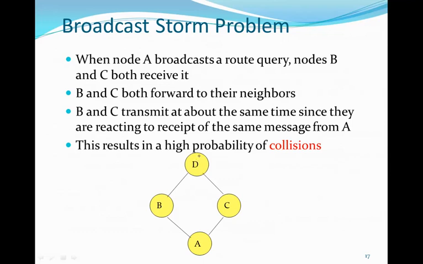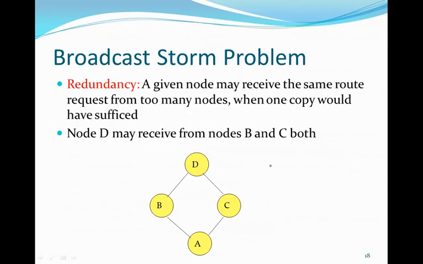So they are reacting to receipt of the same message from A, and then after the reaction, the collision actually happens at node D. When B and C transfer a packet at the same time, as you can see, the distance from D to C and D to B is almost the same. When they transmit at the same time, there is a higher probability that the packets reach node D's reception antenna at the same time, and it results in a collision, as a destruction of the packets.